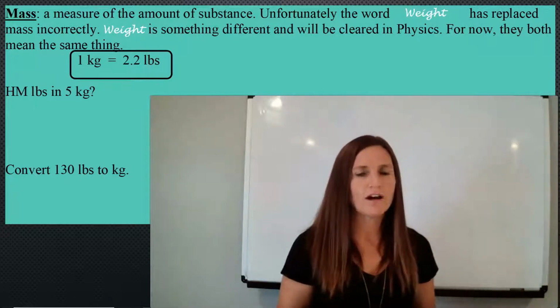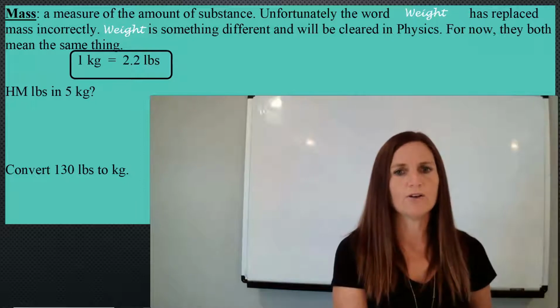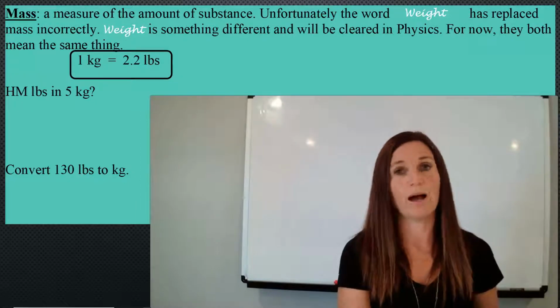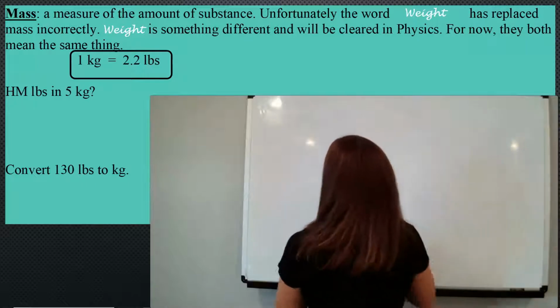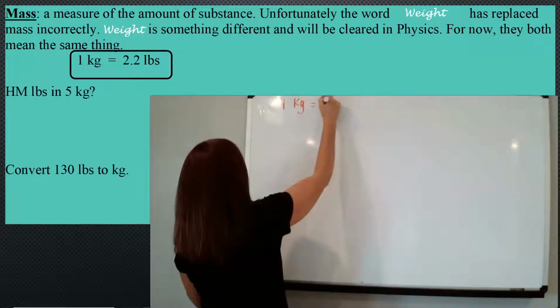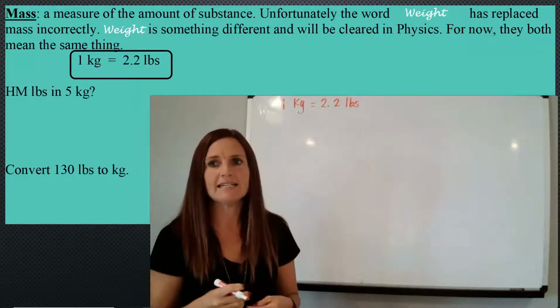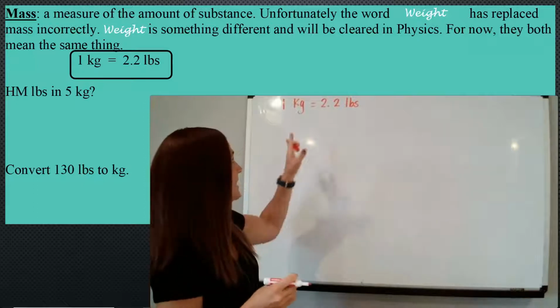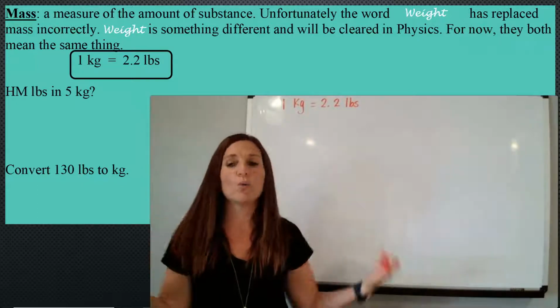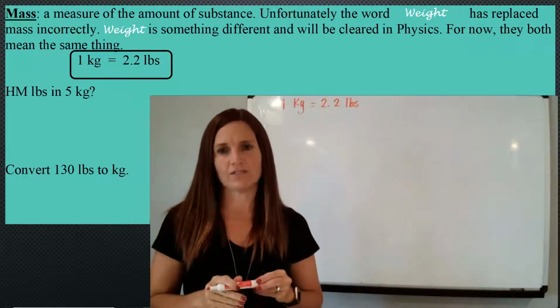So the conversion factor that we're going to be using here is this one right here. 1 kilogram equals 2.2 pounds. So I'm going to go ahead and put that on the board. 1 kilogram equals 2.2 pounds. And now the idea is that once we have identified this conversion factor, we should be able to do any kind of problem that involves this conversion factor.